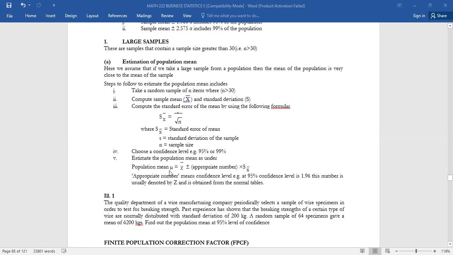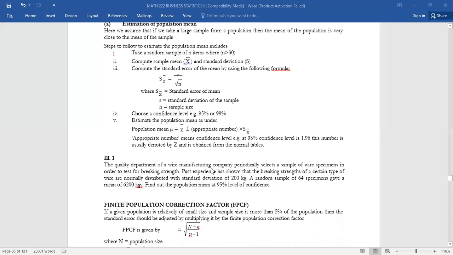And this is the process of estimating. We know that our population mean is mu. So we are going to get the mean of the sample. This is the arithmetic mean of the sample. We add the appropriate number, and the appropriate number is what we are going to draw from our confidence level. If it is 95%, we'll go with 1.96. If we choose the 99% confidence level, we'll go with 2.575. Let's have an illustration and see. We have an illustration there. Go through it.